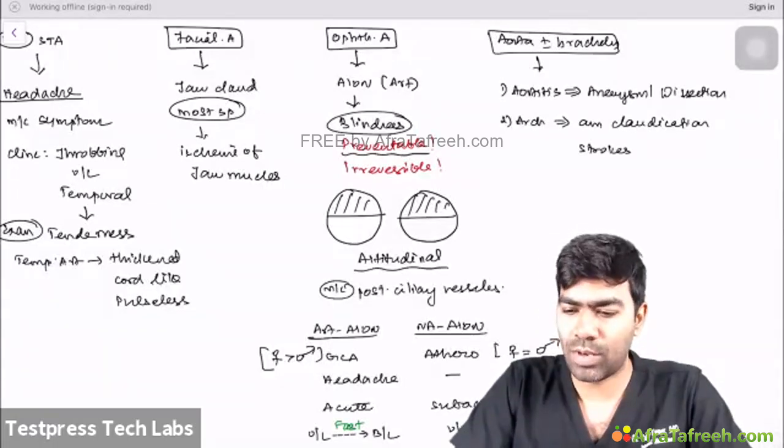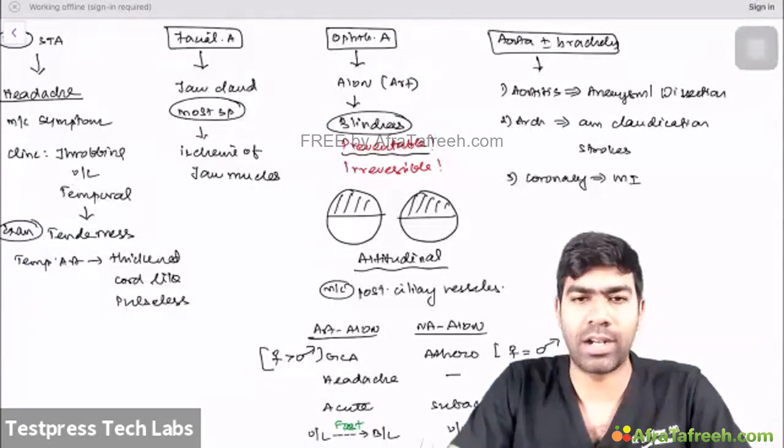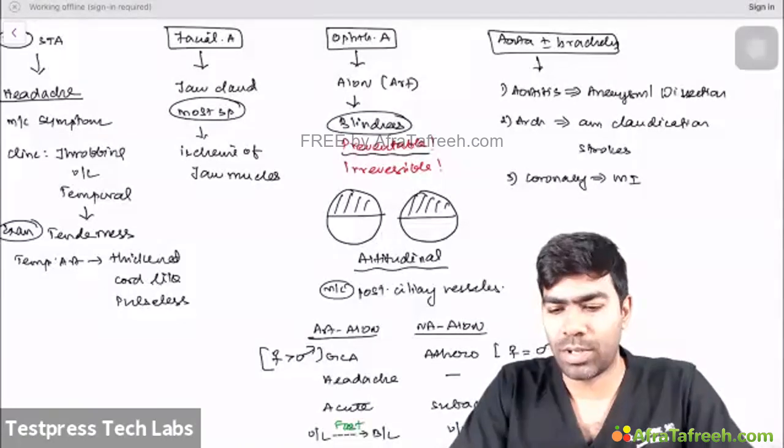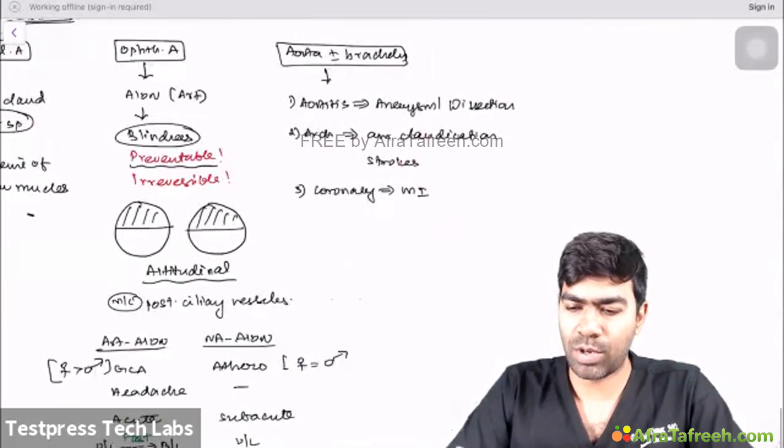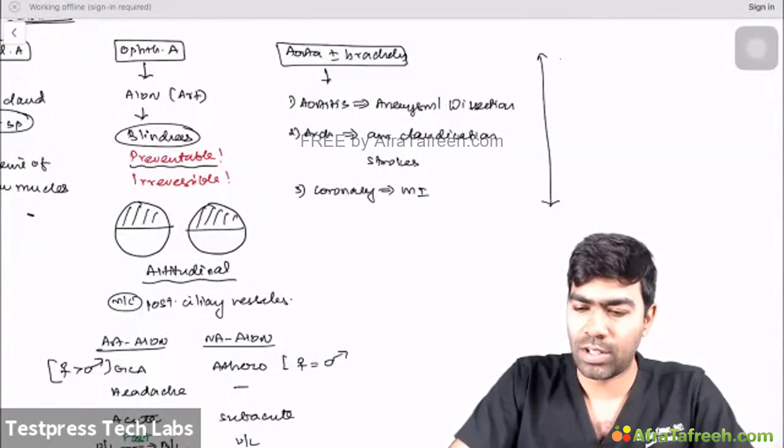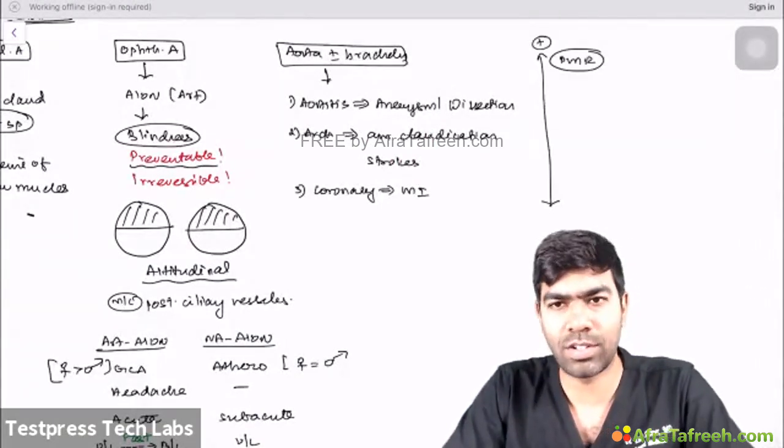Or if they start involving the coronary vessels, they can develop myocardial infarction as well. And remember, giant cell arteritis has one very important association with a disorder called polymyalgia rheumatica. So this is an associated disorder. So you might have an association with polymyalgia rheumatica.